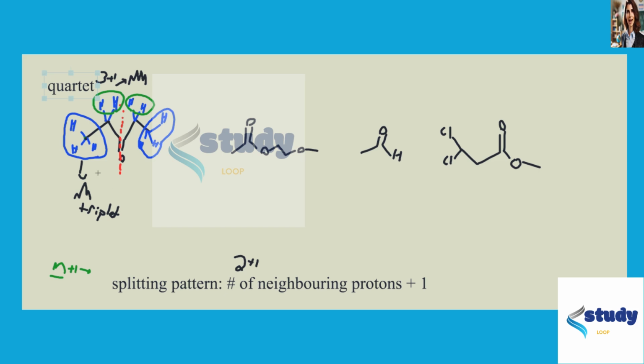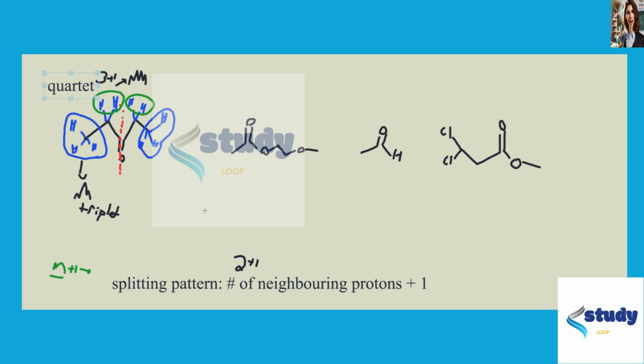So in this one, we have a triplet and a quartet. This triplet represents these 3 protons splitting by these 2 neighboring protons. 2 plus 1 equals the triplet we see. And these 2 protons are neighbored by 3 protons, so you have 3 plus 1, which gives us a quartet.